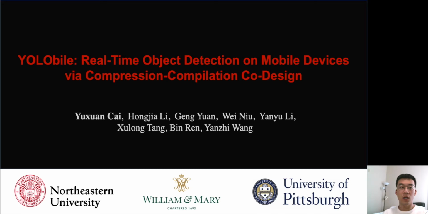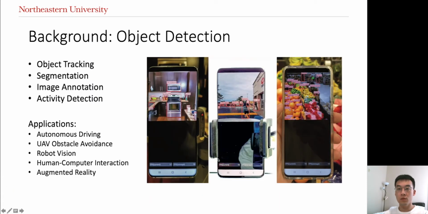In this video, I'm gonna present our work, YOLObile, Real-Time Object Detection on Mobile Devices, via compression and compilation co-design. Object detection has been widely used in multiple tasks, such as object tracking, segmentation, image annotation, activity detection, and so on and so forth. Based on different tasks, it is applied in different applications, such as autonomous driving, UAV obstacle avoidances, robot vision, human-computer interaction, and augmented reality.